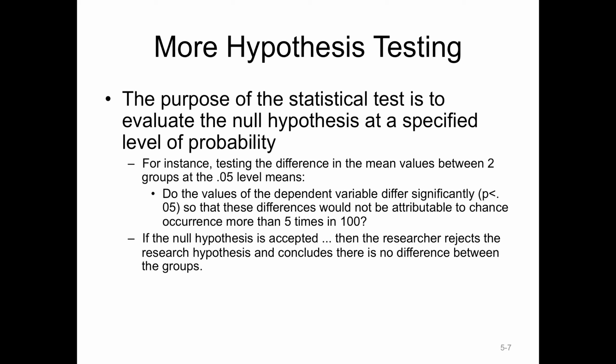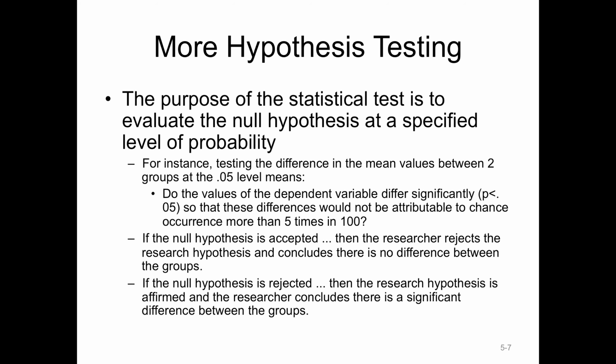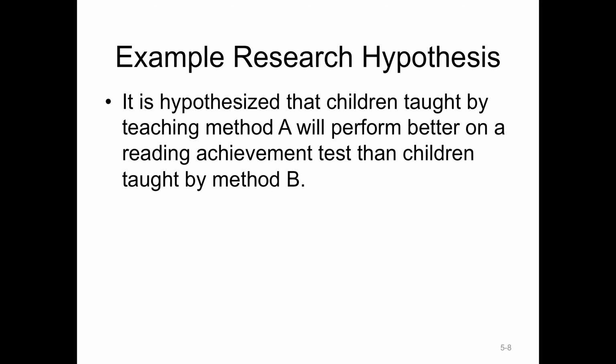So if the null hypothesis is accepted, then the researcher rejects the research hypothesis, and concludes there's no difference between the groups. If the null hypothesis is rejected, then you're going to accept your research hypothesis. Great. So an example of a research hypothesis: it is hypothesized that children taught by teaching method A will perform better on reading achievement tests than children taught by method B.